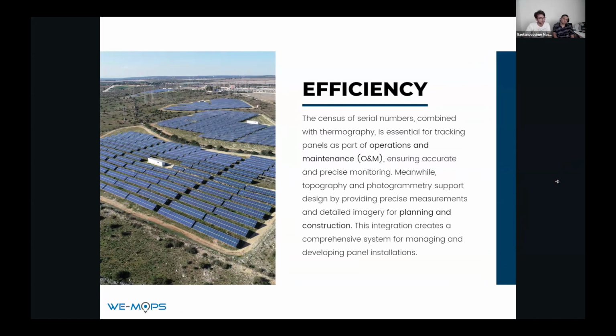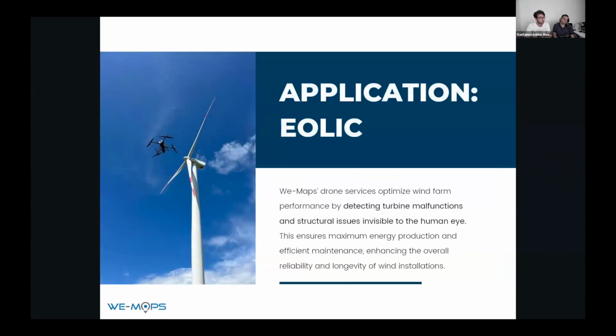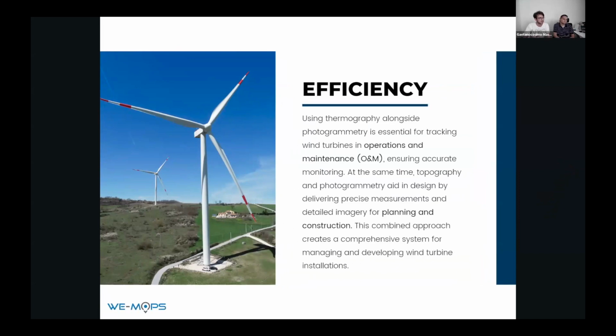And another example, which is very similar, is regarding the wind turbines. So in a very similar way, our drone services make it possible to identify small defects or flaws that compromise the correct function of the turbines. And again, this is very important to guarantee the correct functioning of these structures and for a correct maintenance.